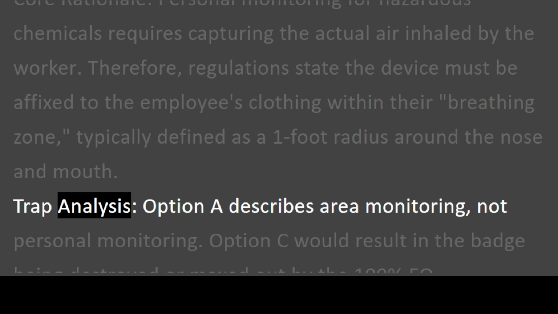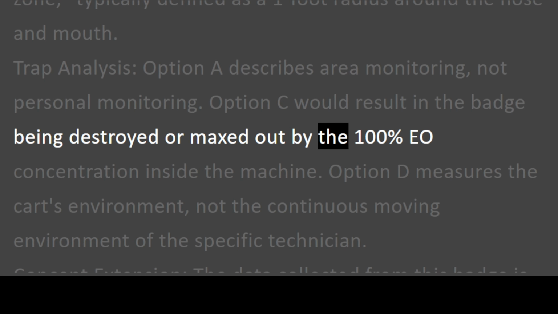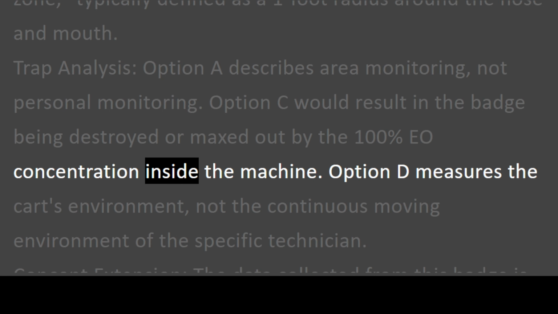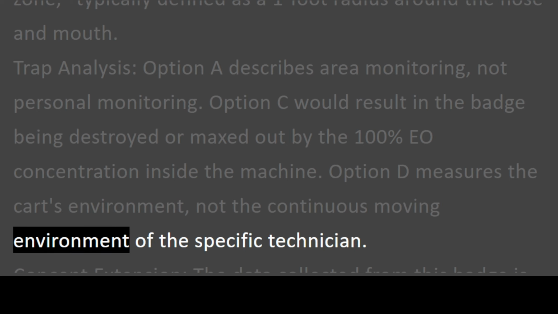Trap analysis. Option A describes area monitoring, not personal monitoring. Option C would result in the badge being destroyed or maxed out by the 100% EO concentration inside the machine. Option D measures the cart's environment, not the continuous moving environment of the specific technician.